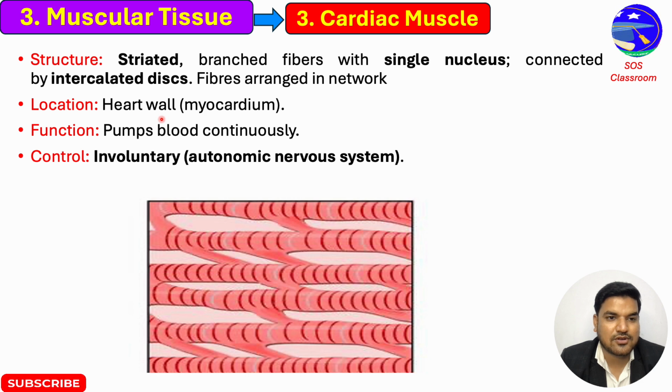It is also called the heart wall. The function is to pump blood continuously. That's why the heartbeat is generated, and control is involuntary. So only the skeletal muscles are under voluntary control, means we can control the skeletal muscles only. We cannot control the smooth muscles. We cannot control the cardiac muscles.